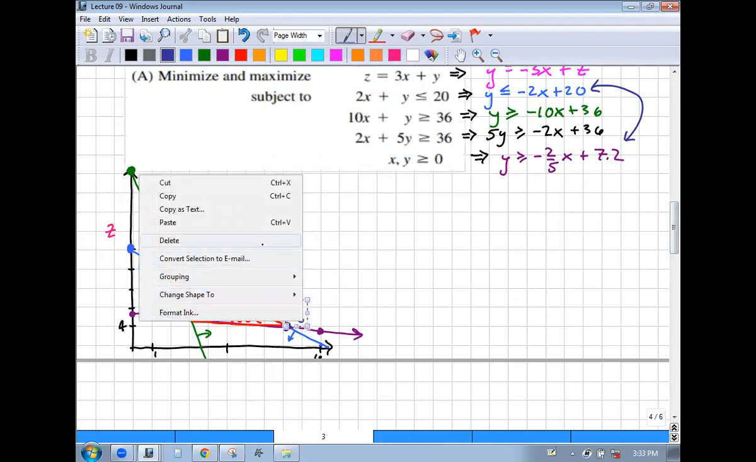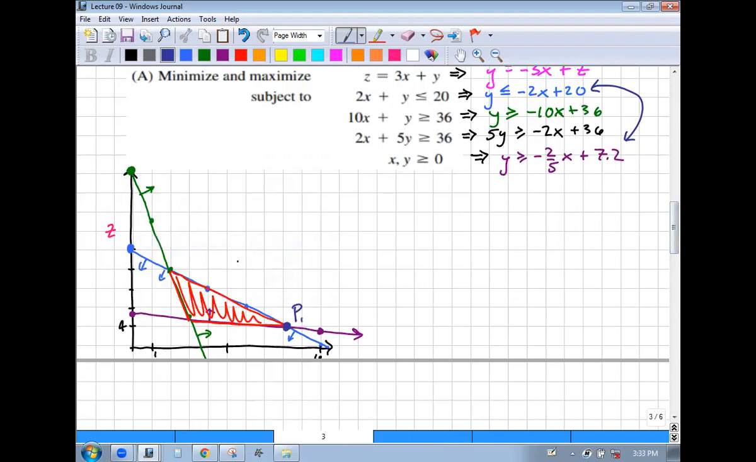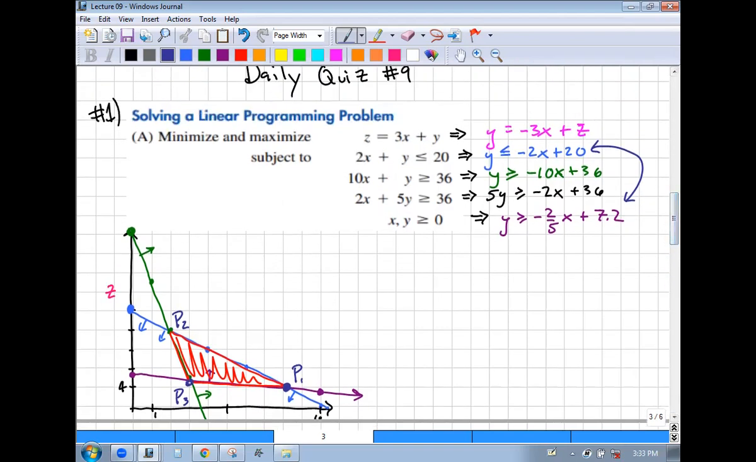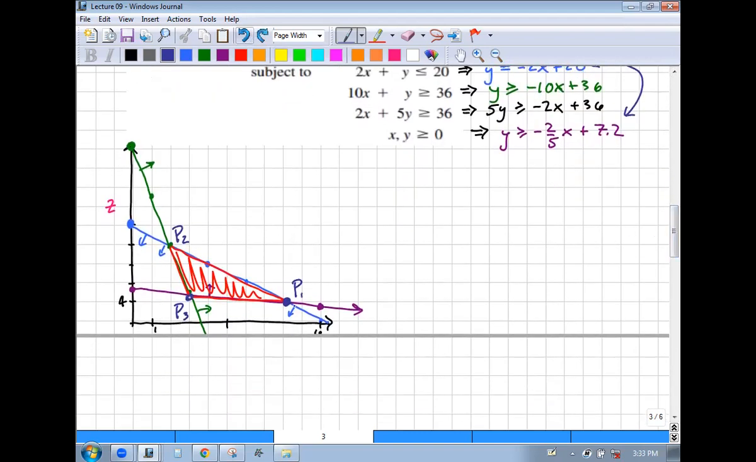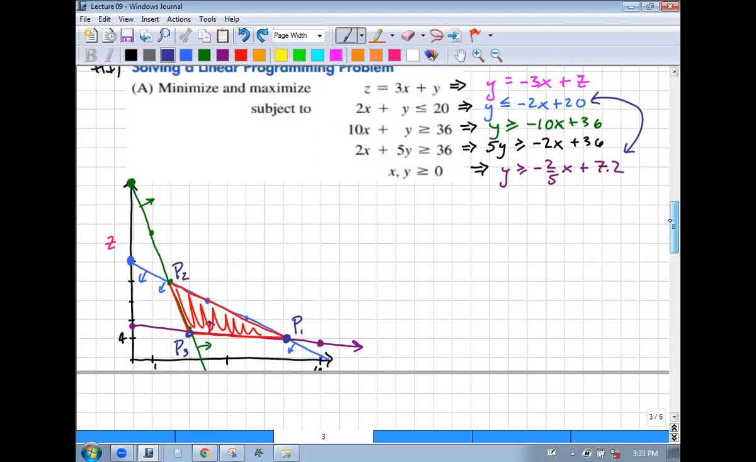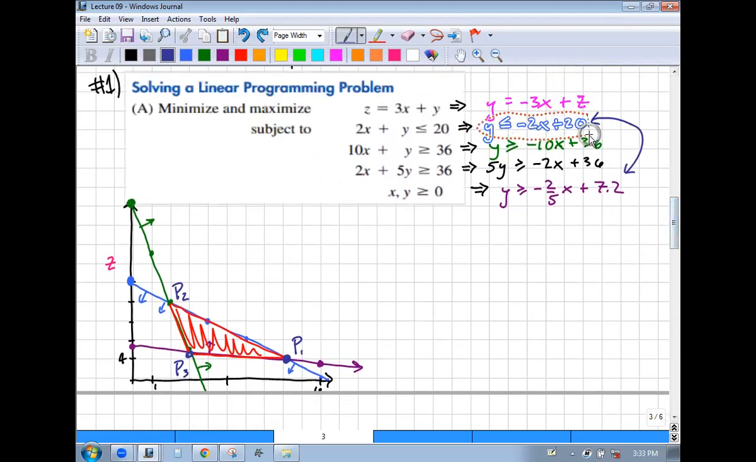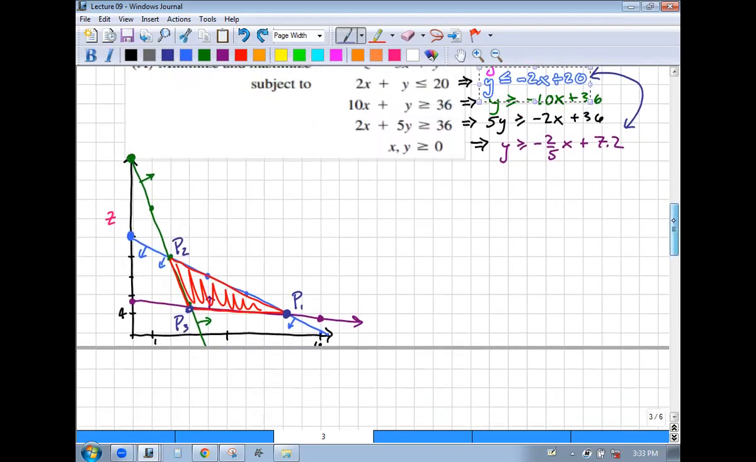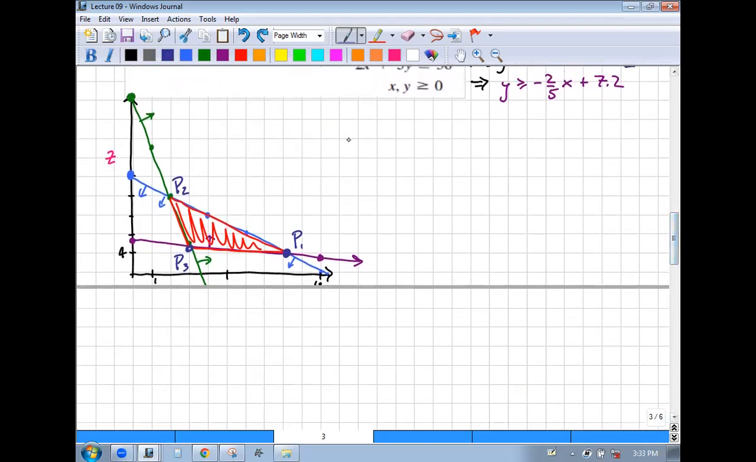So I'm gonna call this point P1. I'll call this point P2. I'll call this point P3. Those are gonna be the points that minimize or maximize this thing. It's always a corner point. So let's go for P1 first. That's where the blue line and the purple line intersect. So if we take this, let's solve for P1. Here, I'll put it down here.